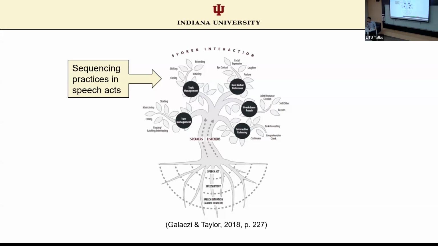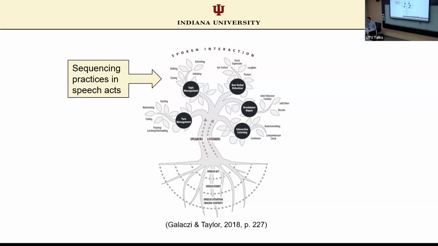And then nonverbal behavior like eye contact, facial expressions, laughter, posture, right? That's also quite important. And then breakdown repair: when a communication breakdown happens, how do you repair the problem, like how to ask clarification questions to that person. That's an important skill in interactional competence.